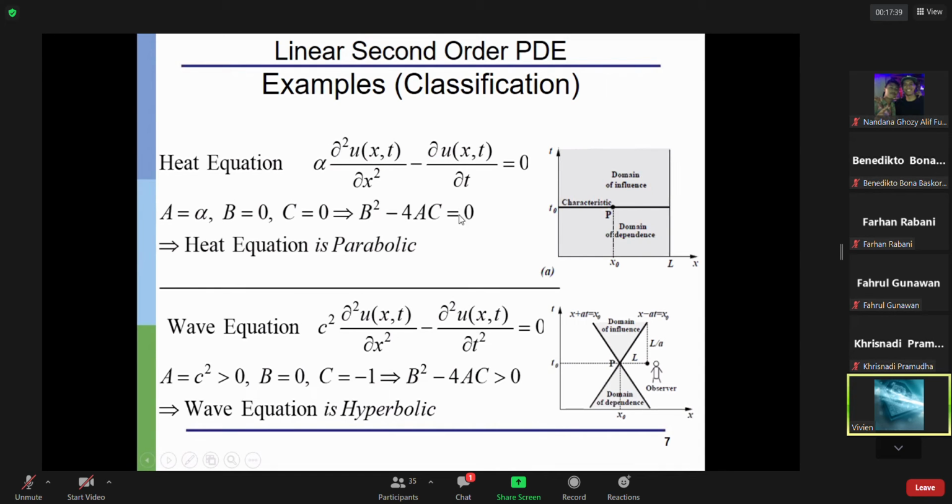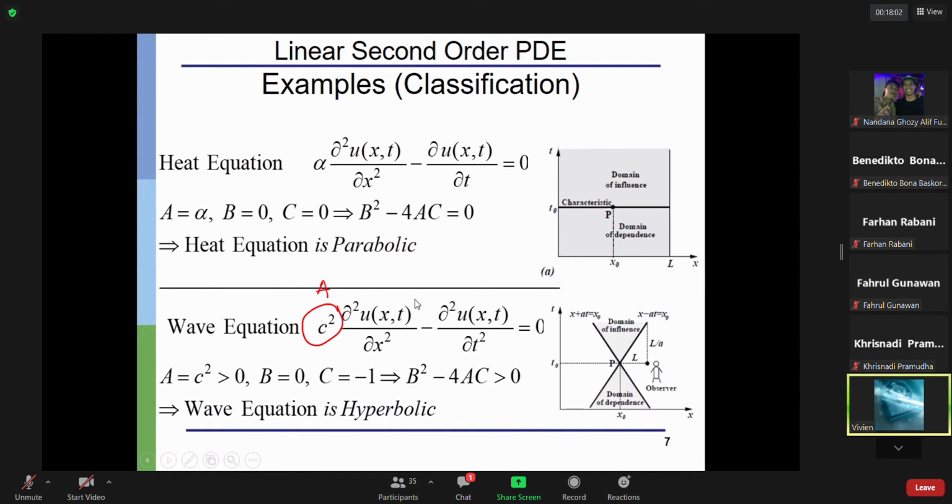So this means if we have a 1D unsteady one-dimensional unsteady heat conduction, this means that we have a parabolic problem. And if we have the wave equations, as we have seen here, this will be the value of A.